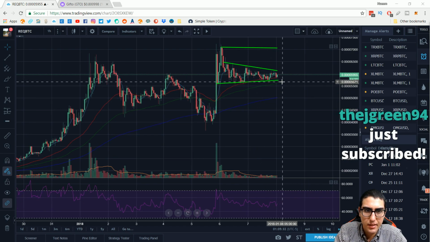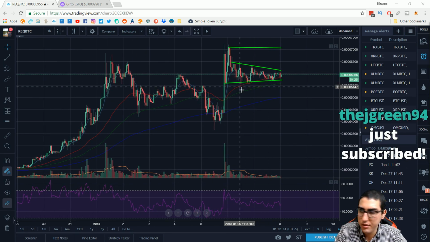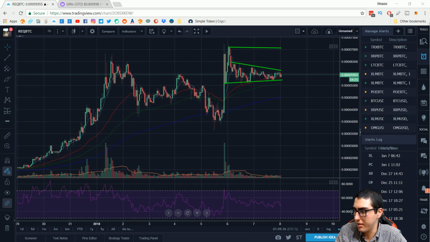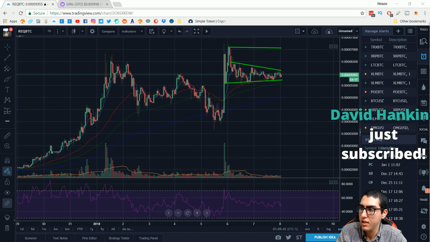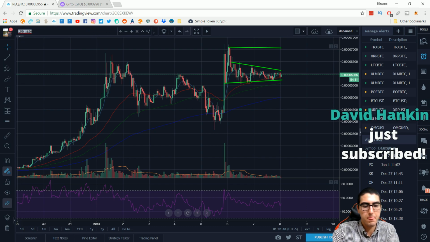So that's what I would say for Request Network. Allow this pennant to form out and do its thing, and then see where that takes itself, and hopefully that can help and assist you. So here's what we're gonna do. We're gonna look at Raiblocks right now, XRB.